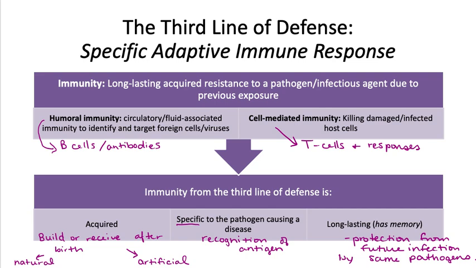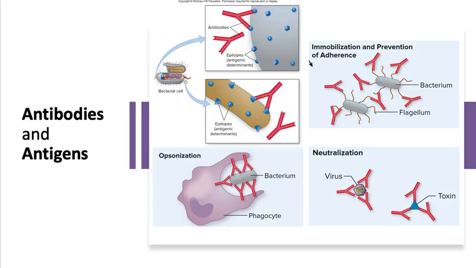So some other general terms that we're going to go through are going to be antibodies and antigens. We'll start with antigens. Antigens are small molecules. They can be peptides or carbohydrates or a combination of the two called glycopeptides. Regardless, they're small molecules on the pathogen's surface.